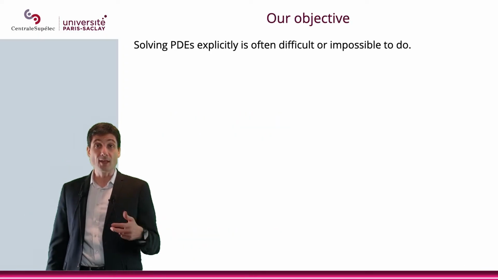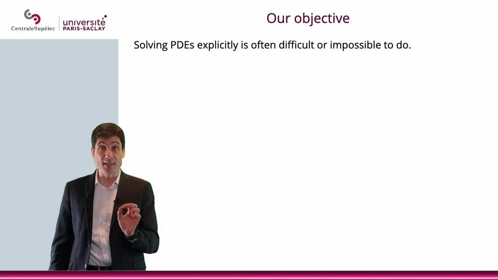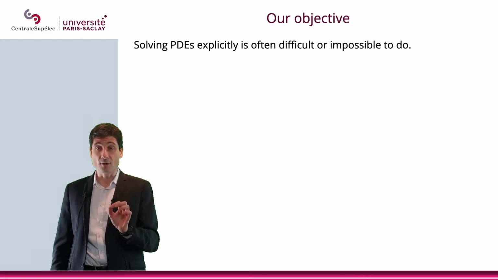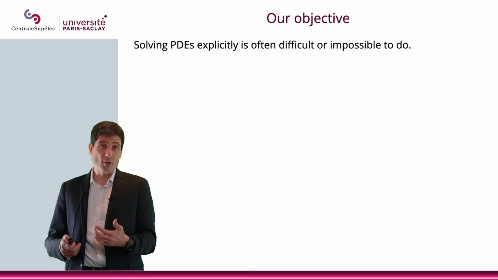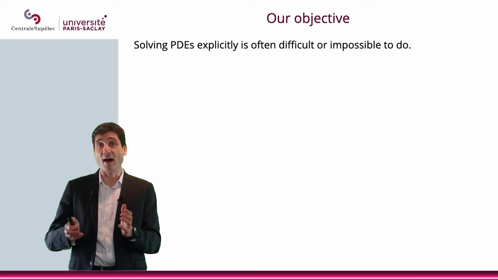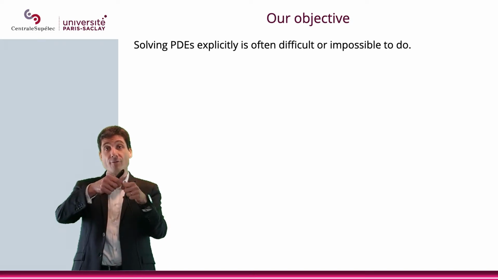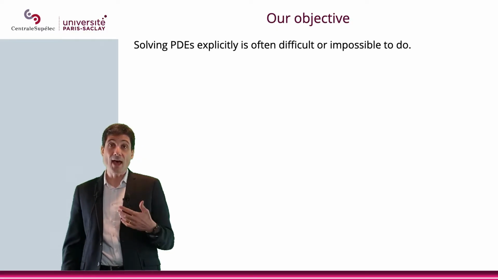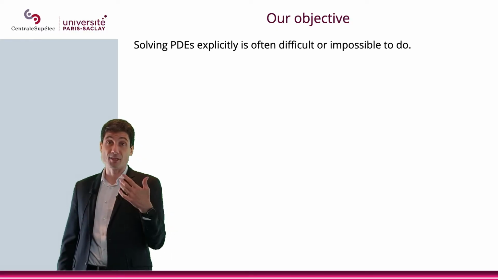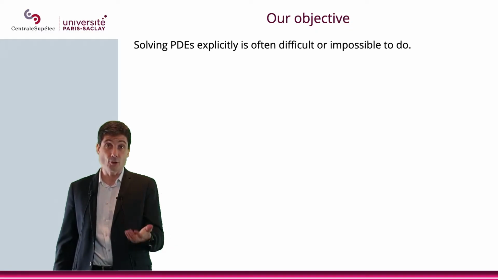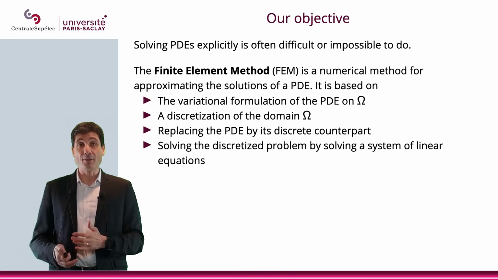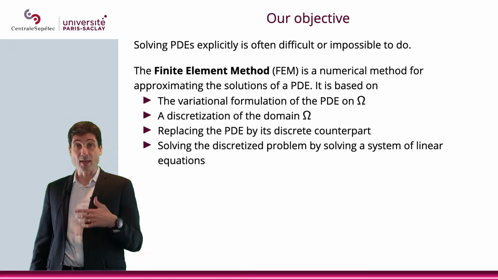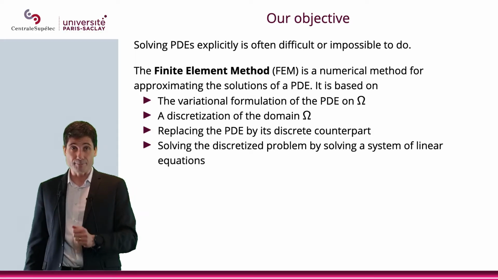As you know, solving a partial differential equation explicitly is often difficult or impossible to do. Most often you can't find u of the variables equals something. That's not happening. So you have to find an approximation of this solution. The finite element method is a numerical method that would exactly allow you to do this.